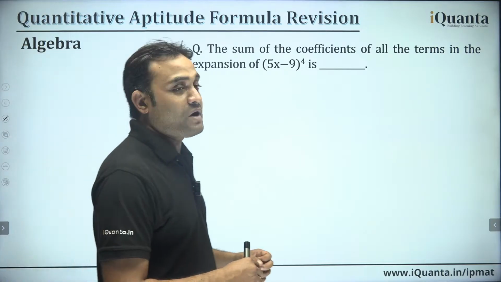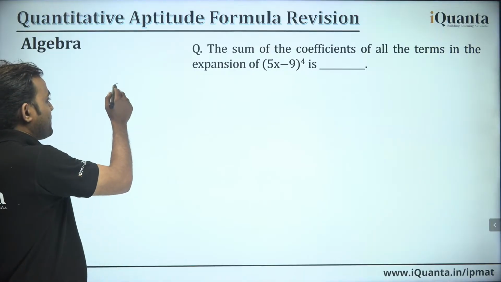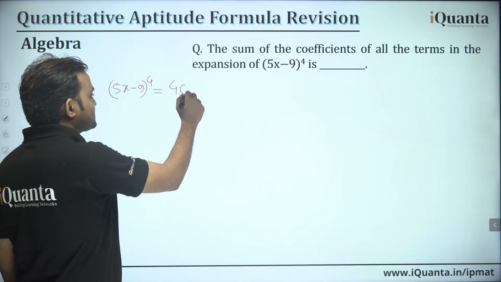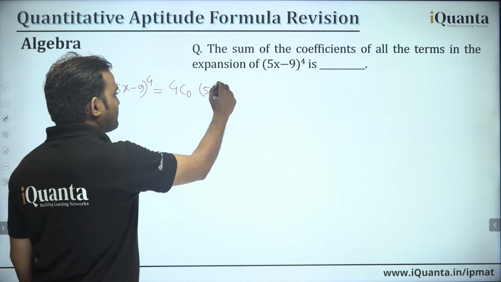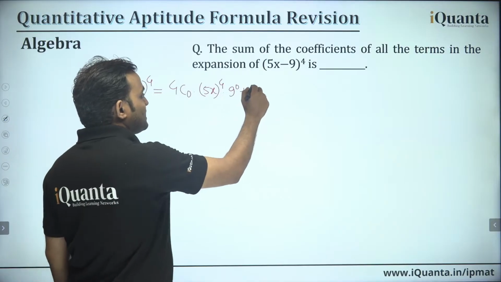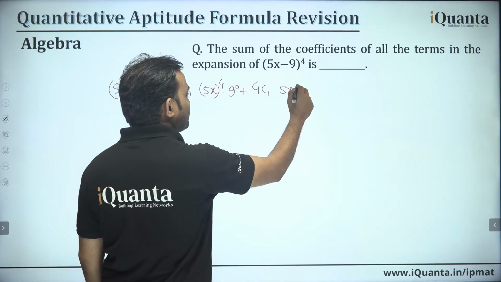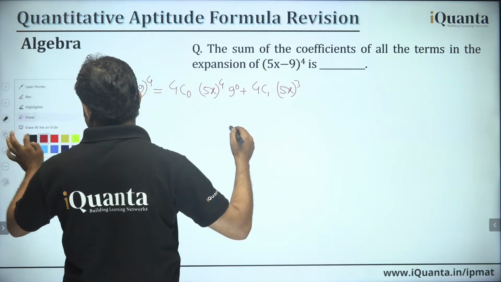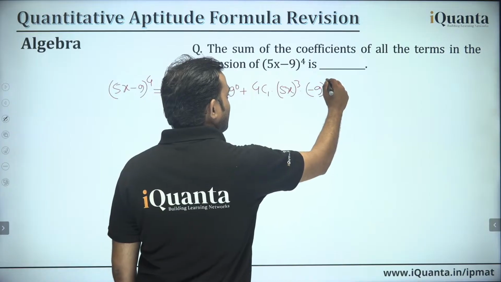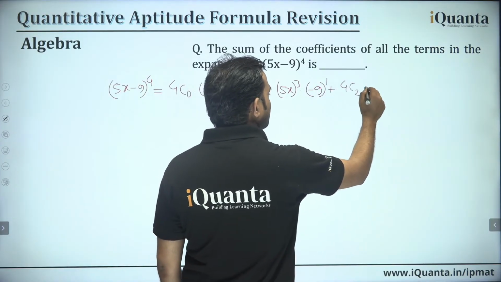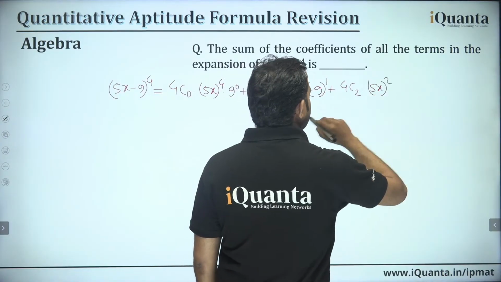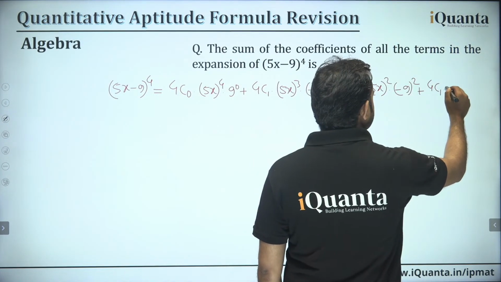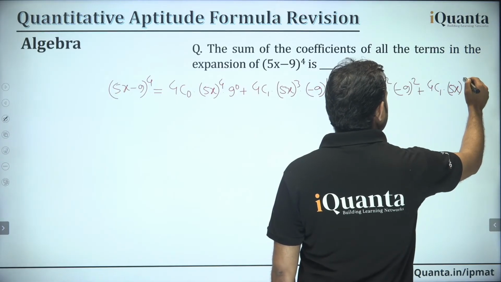5x minus 9 to the power 4. If we expand this, what do we get? This will be equal to 4c0 (5x) to the power 4 into 9 to the power 0. Then it will be 4c1 into (5x) to the power 3, into minus 9 to the power 1, plus 4c2 into (5x) whole square, and this will be minus 9 whole square.